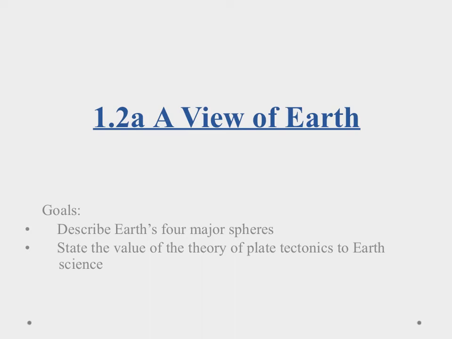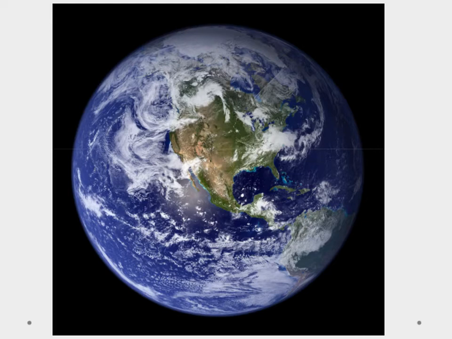In here we're going to talk a little bit about what the Earth is composed of. So it's four major spheres. We'll talk about those a little bit. And then finally we're going to talk about the value of the theory of plate tectonics to Earth science. So let's start off by taking a look at the Earth.